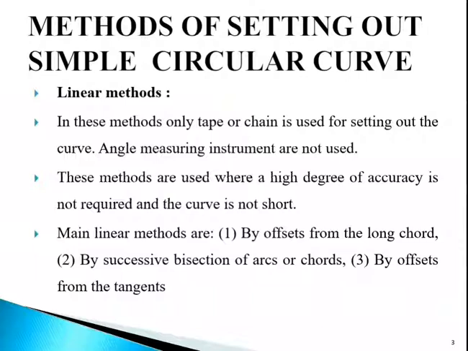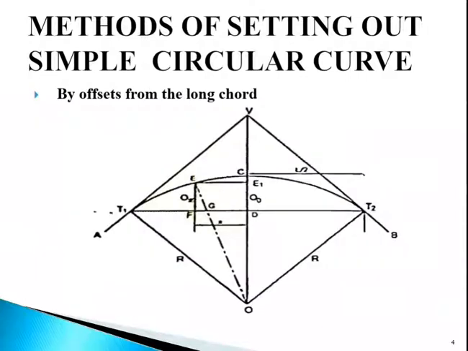The main linear methods are: first, by offset from the long chord; second, by successive bisection of arcs or chords; and third, by offset from the tangent. Now we are going to understand each and every method in detail. Let's start with offset from the long chord.